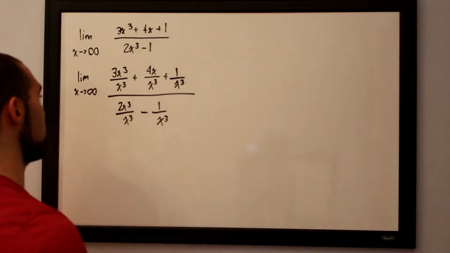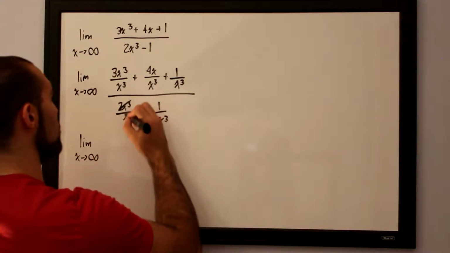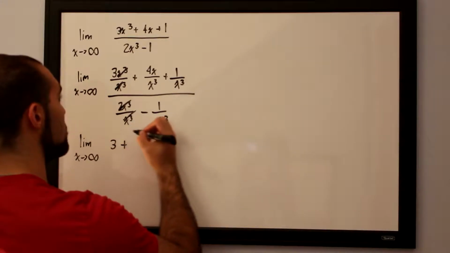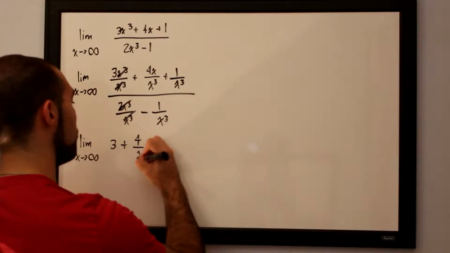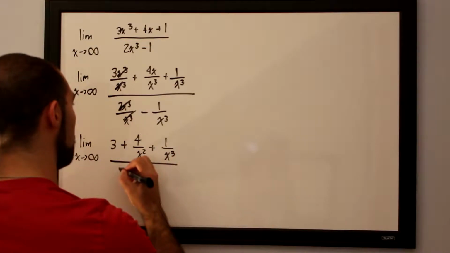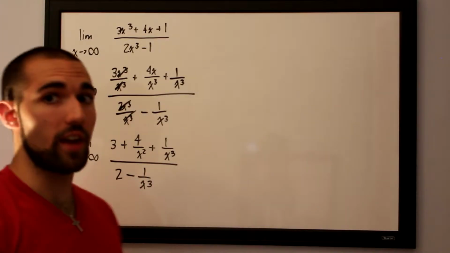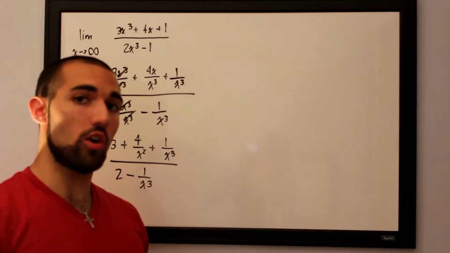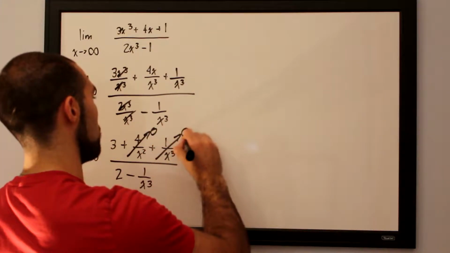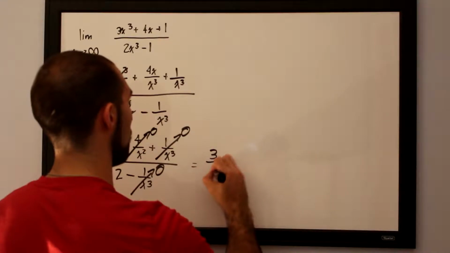We can simplify this and cancel out all of the common factors. Let's start with the numerator. We're going to be left with 3 plus 4 over x squared plus 1 over x to the third, over 2 minus 1 over x to the third. And we are going to let x approach infinity as we normally do. And the larger and larger x grows, well, these constants are going to be diminished to pretty much nothing. So these are going to head towards 0, and our limit as x approaches infinity is just 3 over 2.